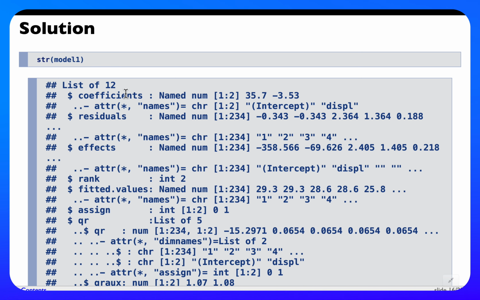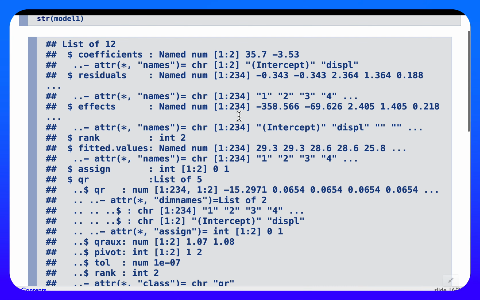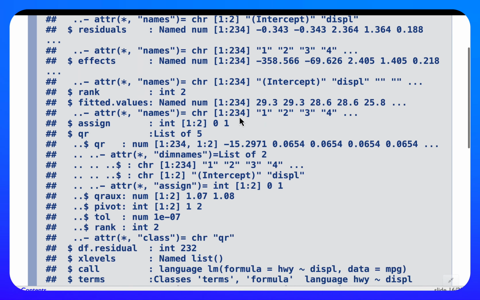A lot of this you don't need to understand. The coefficients: there's a vector of length 2 containing the coefficients, which you recognize. And there's a vector of residuals, 234 observations. Now the residuals are very important in trying to diagnose what's going on with a model. Okay, so they're there. We could get at them.